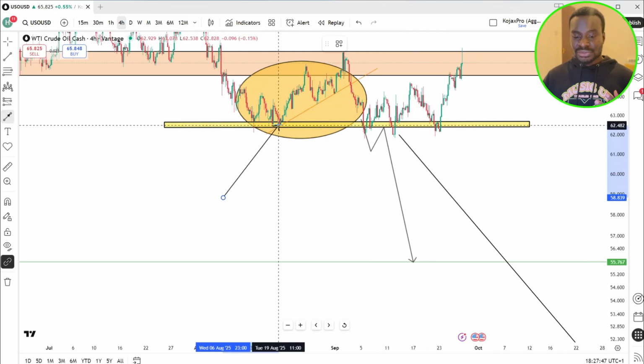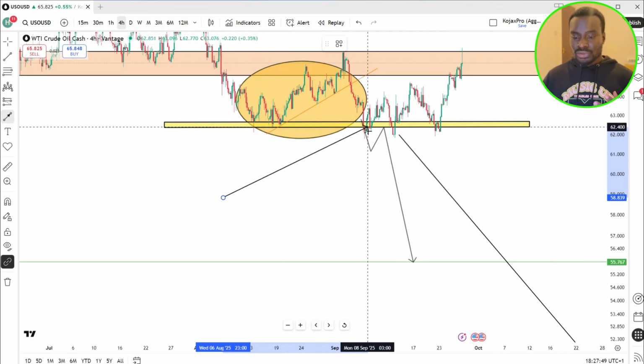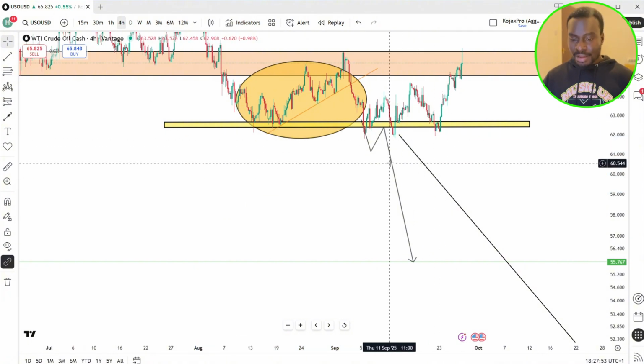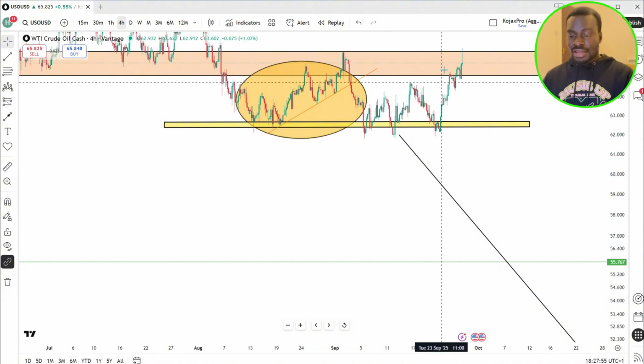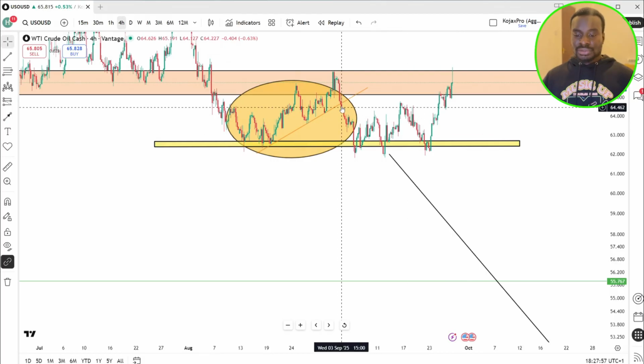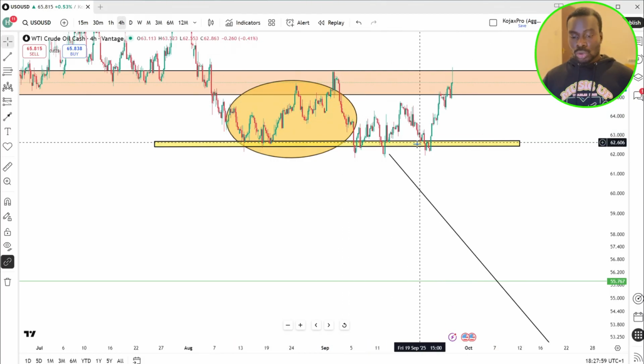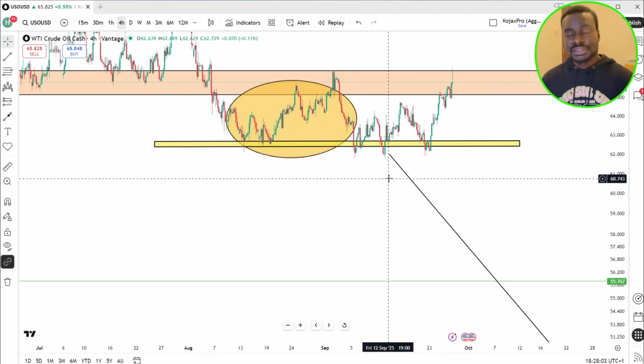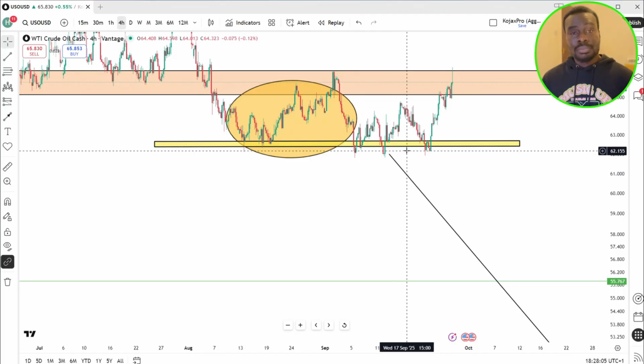Now, you can see that oil reacted several times around here. So this is the first reaction, second reaction, third reaction, fourth reaction, fifth reaction, 6 times. Oil reacted off this level 6 times and then decided to shoot back to the upside. So that's just to show you that your key levels need to be drawn accurately so that you can be able to take trades, like a real professional.